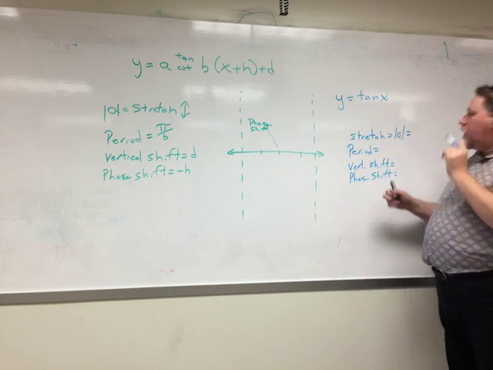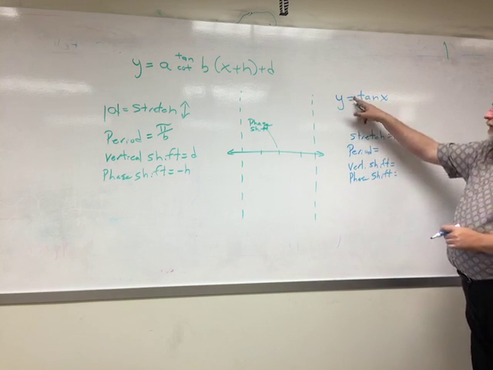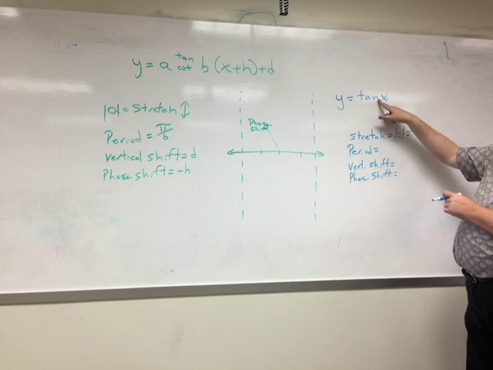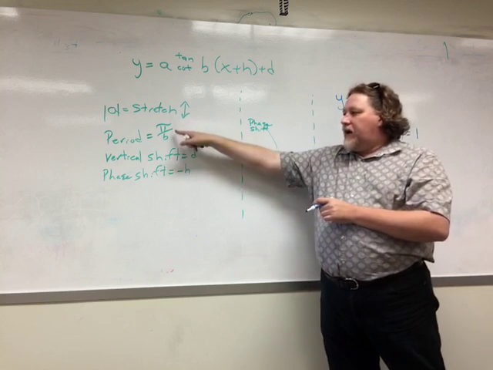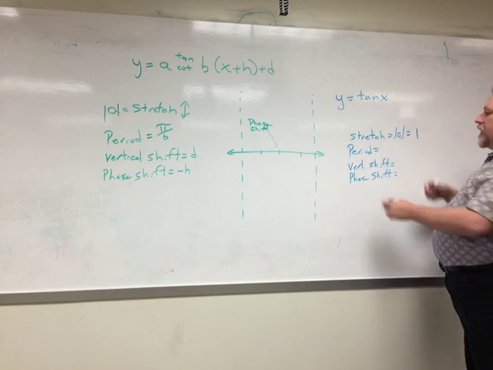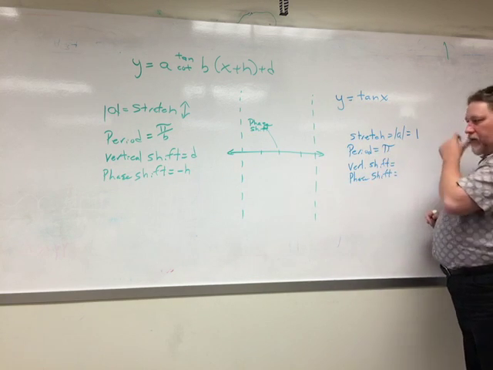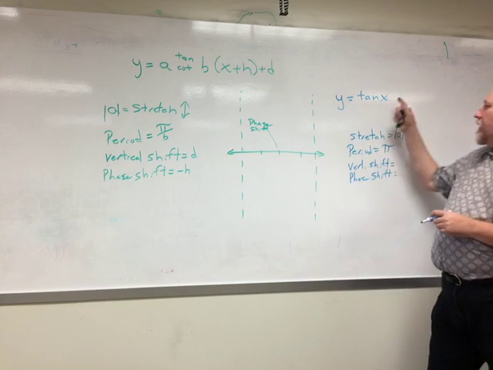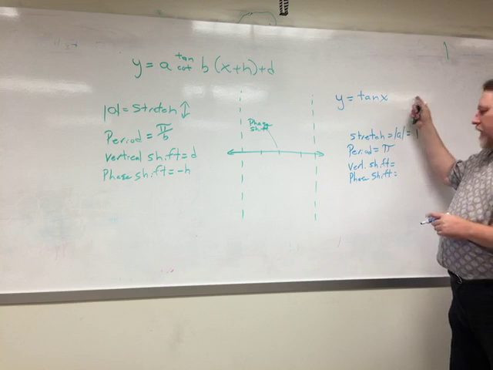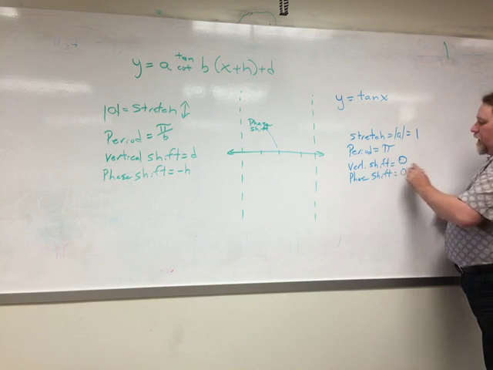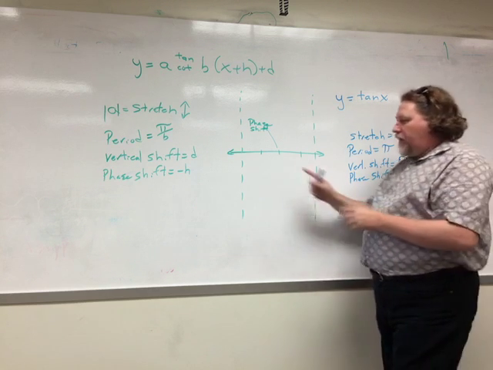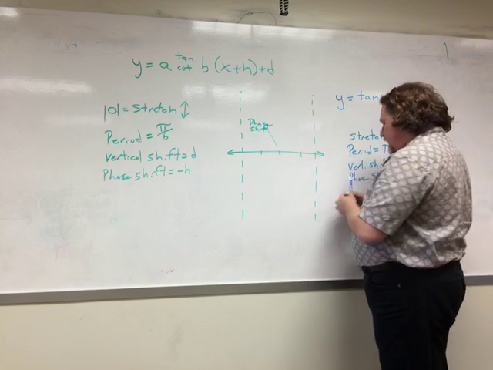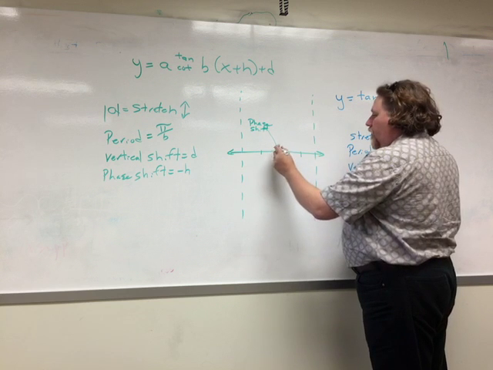If we go through the parts, we see that there's a 1 right there for A, so the stretch is 1. We see that there's a 1 right there for B, so the period is pi divided by B, or pi divided by 1, so the period is pi. We have no vertical shift and no phase shift because we have no numbers being added or subtracted over here. And so that means that this spot on my number line, which is my phase shift, is 0.